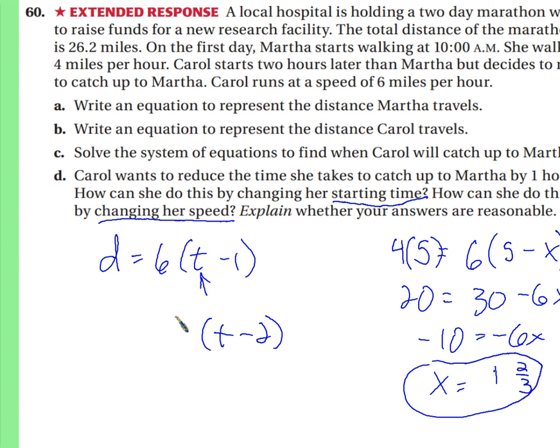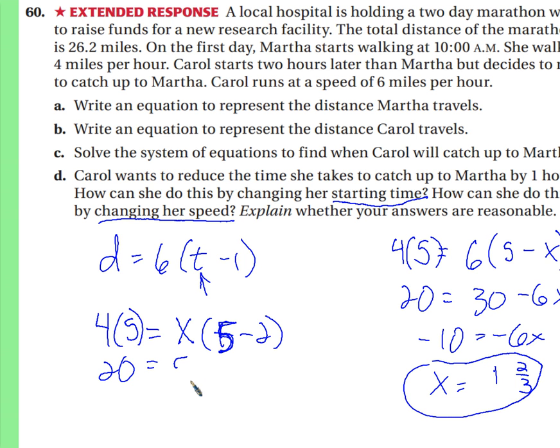Faster, but we don't know. Something faster, but we don't know. So we'll let that be the variable. And we know that we want this time to be 5. And that should be equal to Martha. She's going at 4 miles an hour for 5 hours. We know we want to catch her in 5 hours instead of 6.